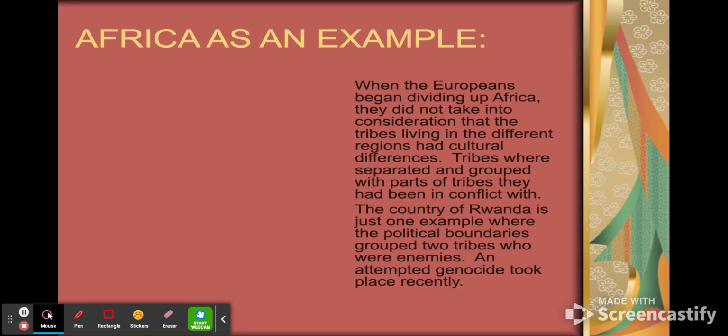Africa, as an example: when the Europeans began dividing up Africa, they did not take into consideration that the tribes living in the different regions had cultural differences. Tribes were separated into groups with parts of tribes they had been in conflict with. The country of Rwanda is just one example where the political boundaries grouped two tribes who were enemies. An attempted genocide took place recently. Genocide means to wipe out an entire group of people.